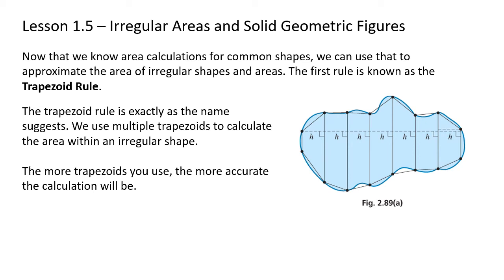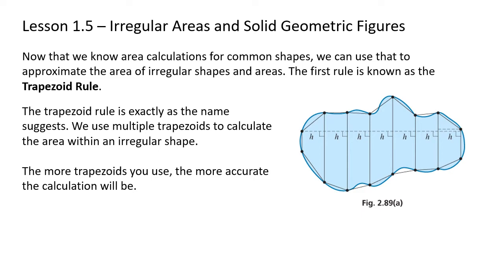So our last lesson for this unit, going further into areas, is going to talk first about irregular areas and how to do some approximate calculations, and then also looking at some solid geometric figures, in other words, volumes of what you've probably seen to be pretty standard shapes, okay? Spheres, cones, cubes, stuff like that.